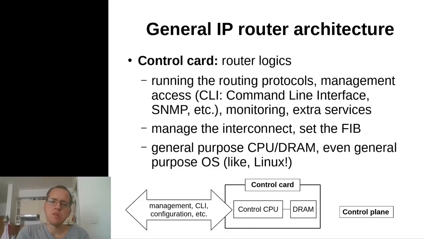Let's look a little bit more into each of these important constituents. So the control card basically runs the router logic. So the intelligence of the router is implemented there. What belongs to the intelligence? Basically everything that is very difficult to implement in hardware. The control card runs the routing protocols like BGP or OSPF.